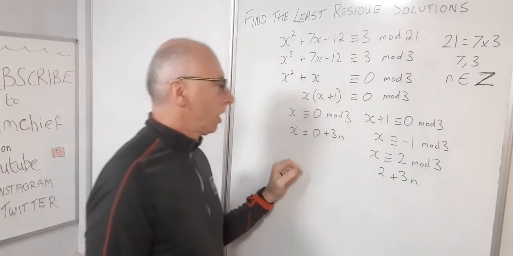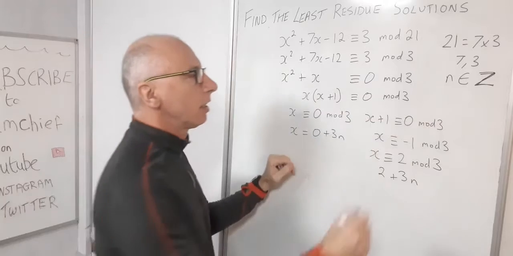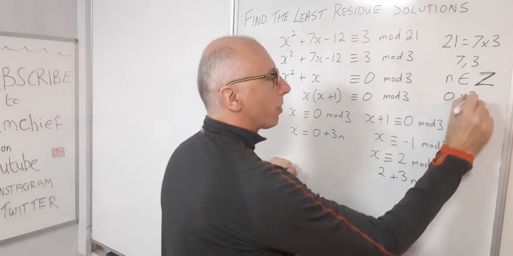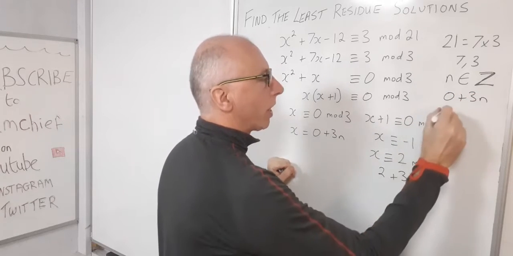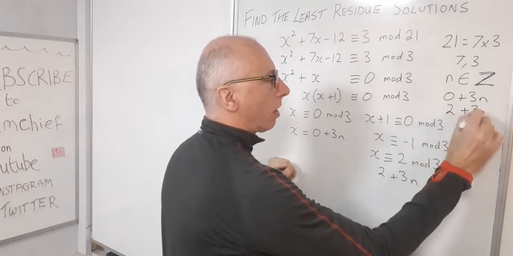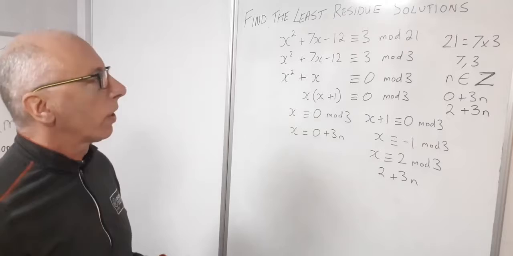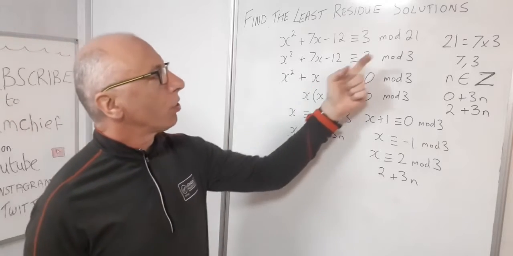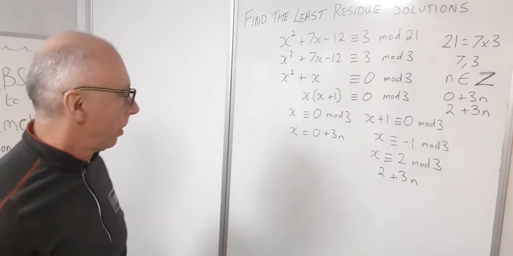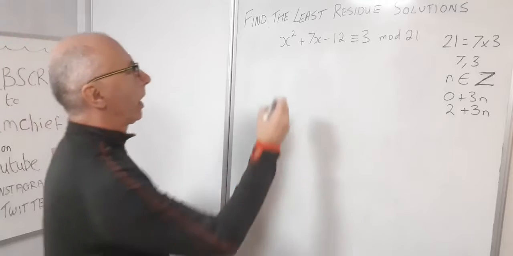Okay, so let's write these up on here. So we've got 0 plus 3n and 2 plus 3n. So these are our building blocks to find our 4 solutions. Okay, let's take this off the board and try and solve this now modulus 7. Okay, let's write it up.